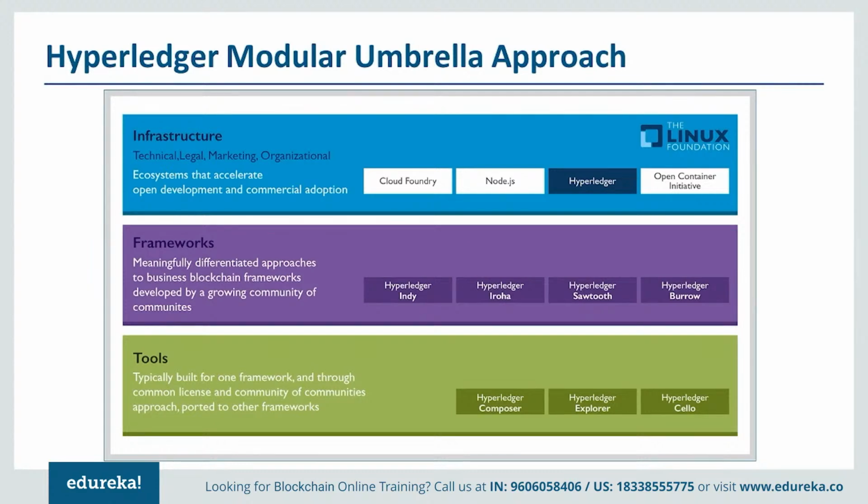So your infrastructure can be on your Cloud Foundry, which is a cloud platform. It can be on Node.js. It can be an open container. So one more thing which I think you need to know is that you can create multiple peers, multiple nodes, multiple services in a Docker container environment. You need not have the different nodes running.